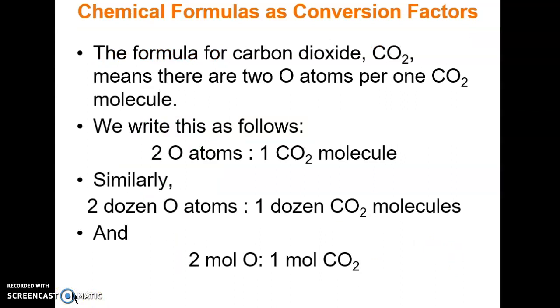All right, similarly, now with carbon dioxide, the formula for carbon dioxide is CO2. This means that there are 2 oxygen atoms per 1 CO2 molecule. So you can write this as 2 oxygen atoms in 1 CO2 molecule. Similarly, if you had 2 dozen oxygen atoms, you would have 2 dozen oxygen atoms in 1 dozen CO2 molecules. And you could also write there are 2 moles of oxygen, because there are 2, in 1 mole of CO2.